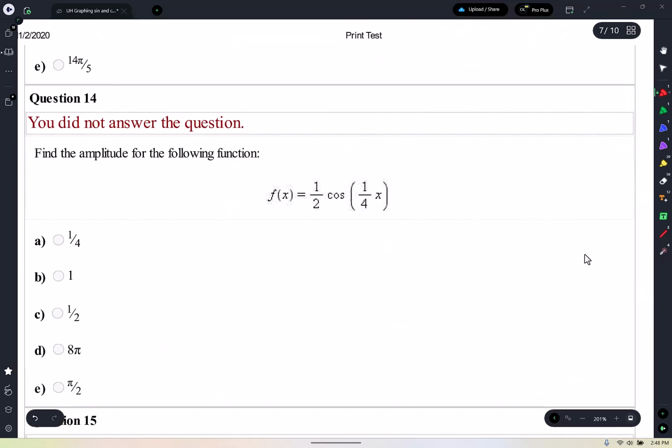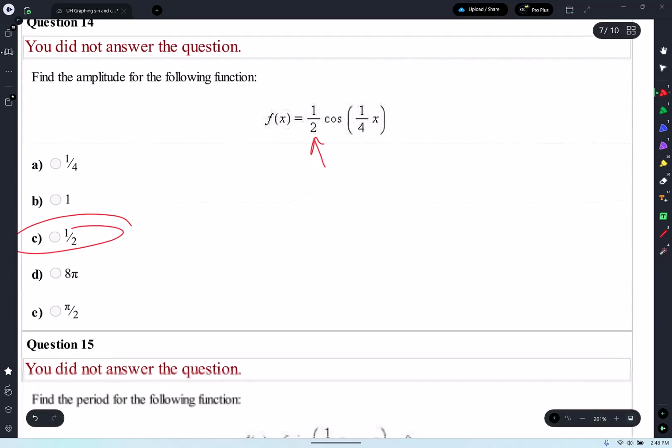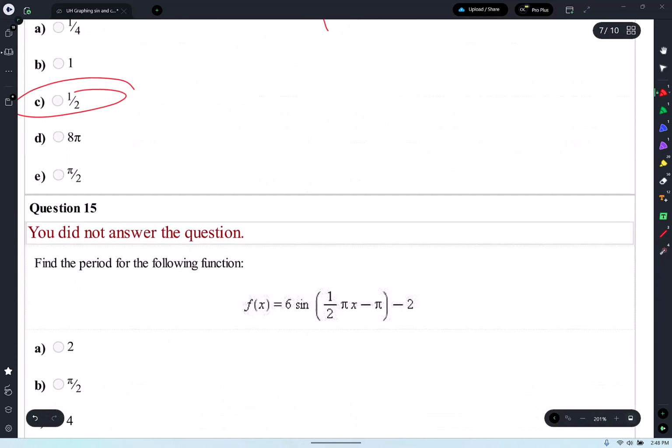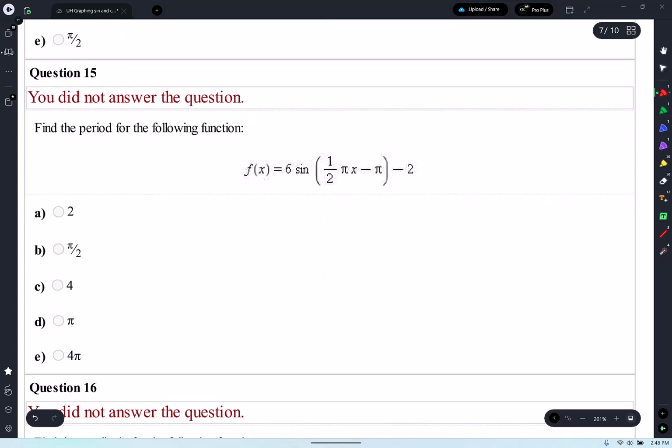Find the amplitude. Oh, man. It's just a number in front of the cosine. That's it. See, so you guys are going to love this because it's pretty straightforward.